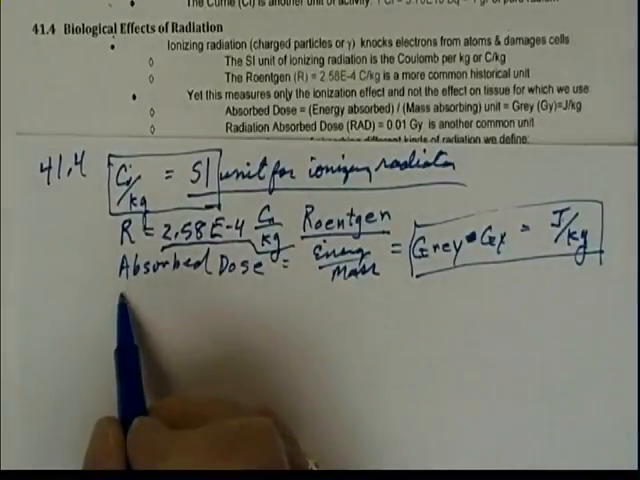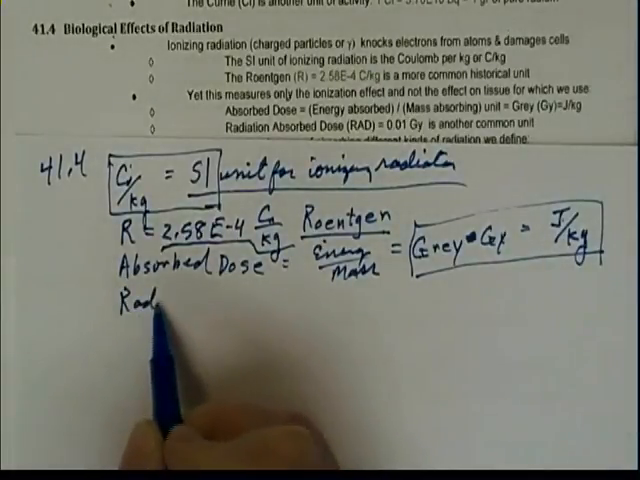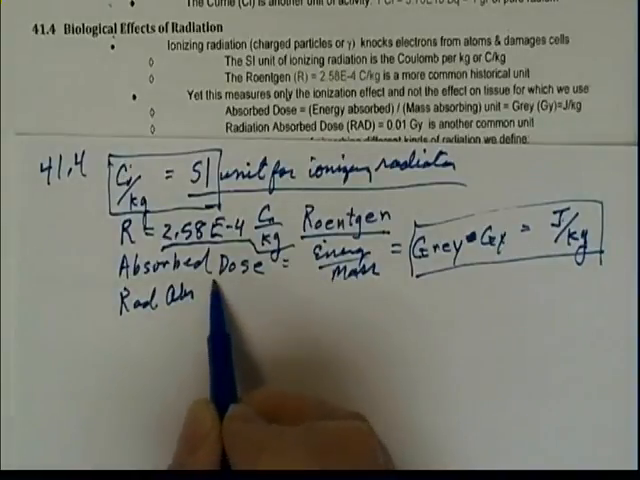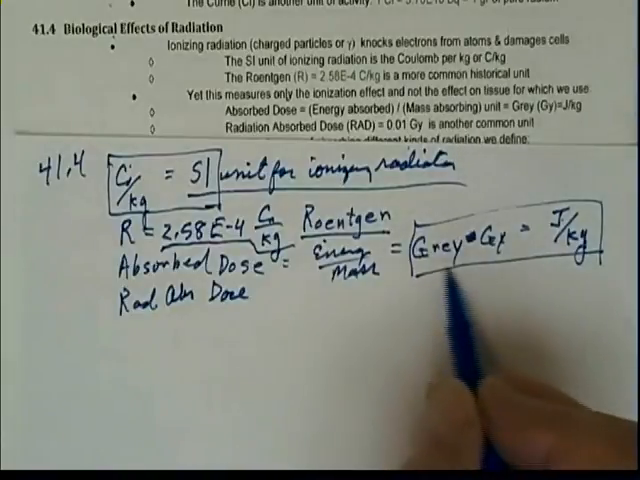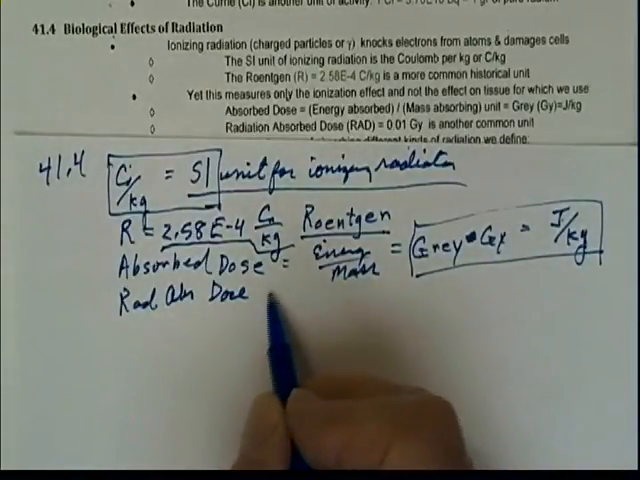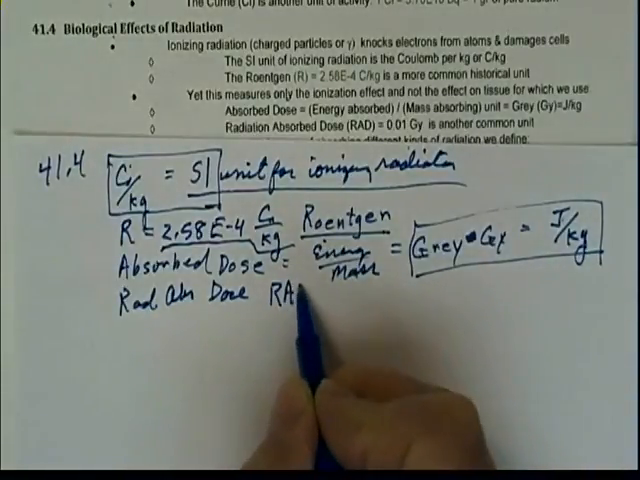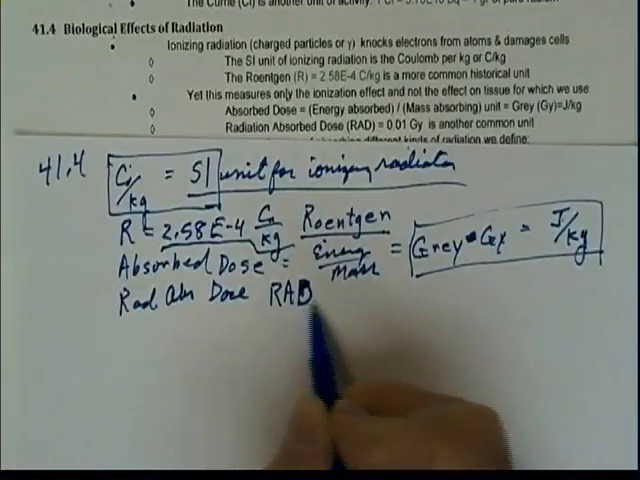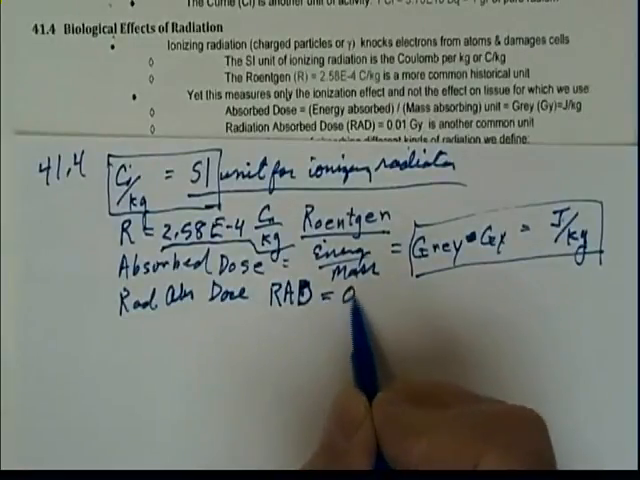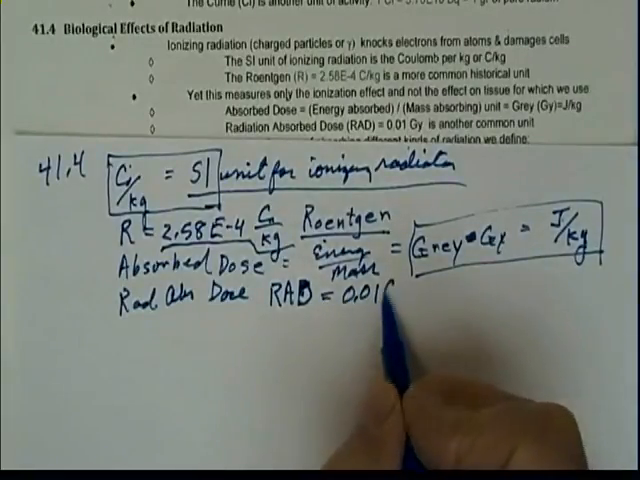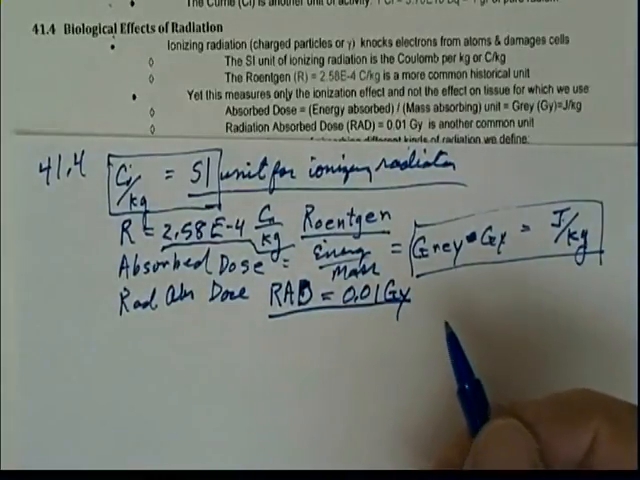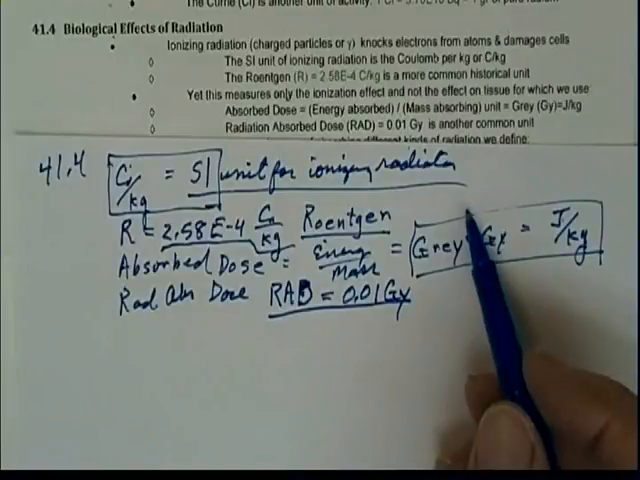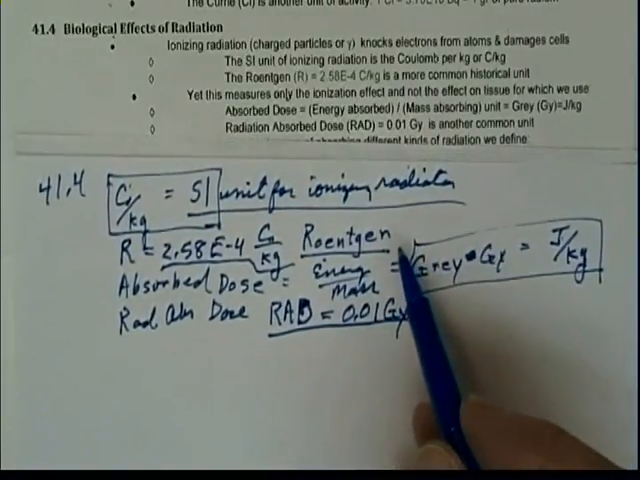Next, we have something called the radiation absorbed dose. And this is a common unit. It's 1/100th of a Gray, because a Gray is pretty large. So this is a rad, R-A-D, and many of you have heard of rads. A rad is 0.01 of a Gray. That's more common. Many of you in the medical sciences will have heard of a rad of radiation.